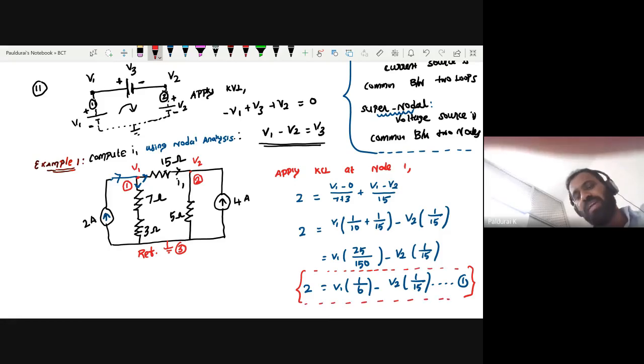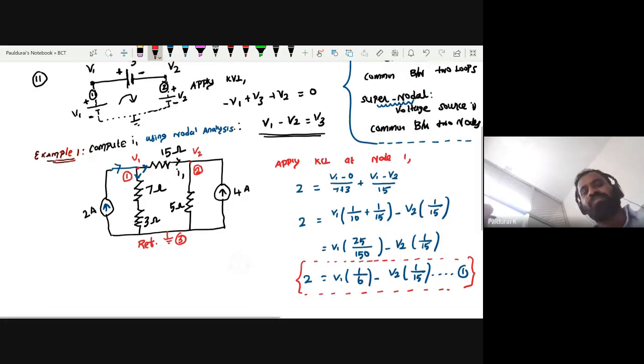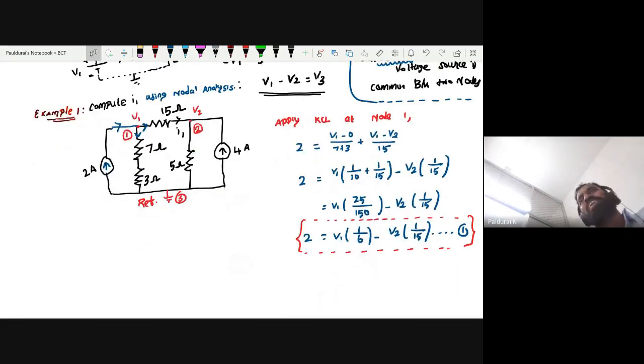Similarly, can you apply KCL at node 2? Here also it is possible to write a one-stroke equation. I am writing, but this time I think it is not required for you. I don't want to confuse you. So straight away I am writing. You please apply, and just verify. KCL at node 2.